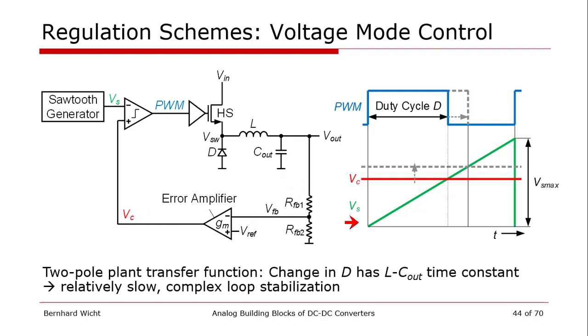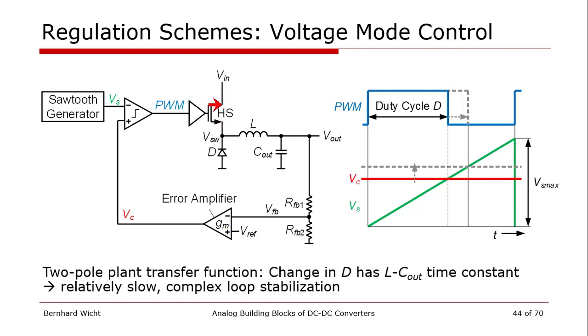So how does the whole thing work? We have a switching behavior, and at the beginning of each phase, we turn a sawtooth generator on, which ramps up this Vs ramp voltage. And as soon as the crossover between Vc and Vs happens, we set our PWM signal to 0. That means our high side transistor turns off.